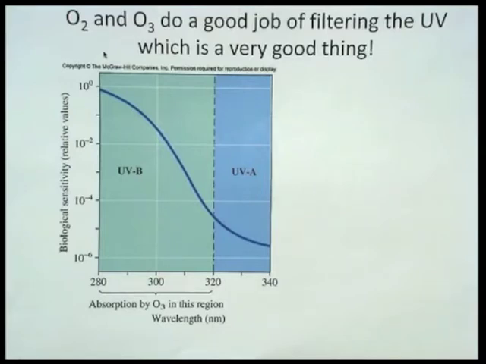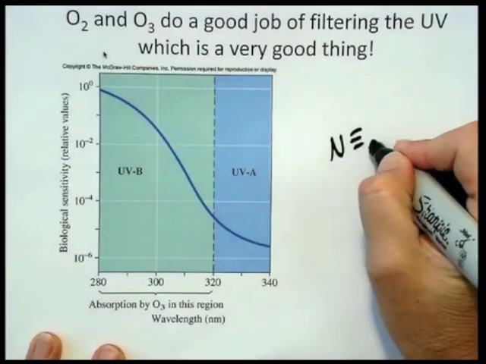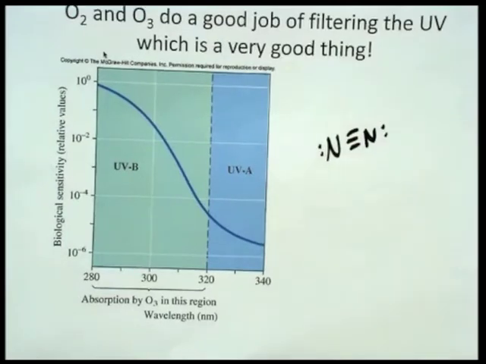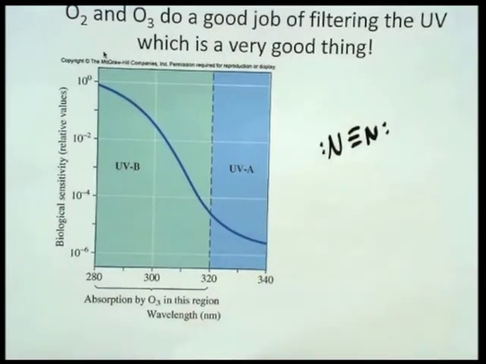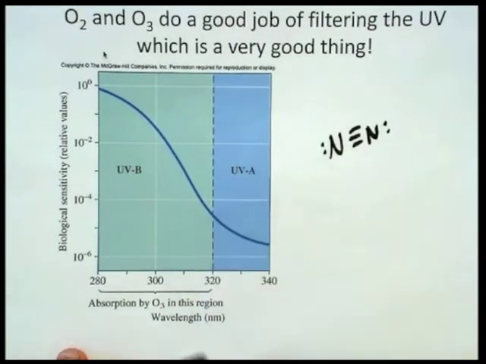Now, the reason why we talk about oxygen getting most of the UVC is because oxygen is the second most abundant gas in the atmosphere. The first most abundant gas in the atmosphere, which we haven't mentioned yet, is nitrogen, and nitrogen doesn't do a good job of filtering B or A because nitrogen in the atmosphere is held together by a triple bond, which is an even stronger bond. And so it's way too strong of a bond to be broken by UVA or UVB.